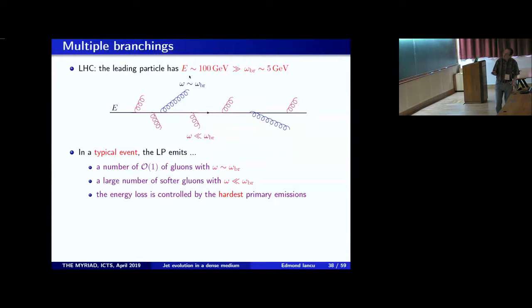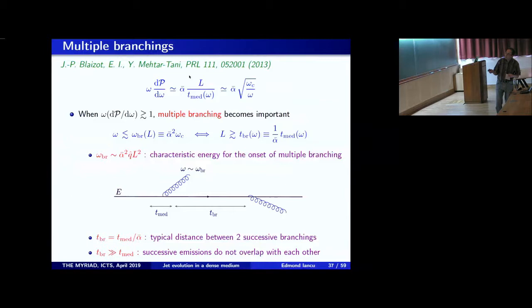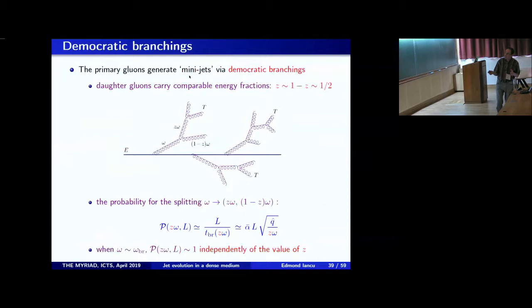It's the same formula as I had here. But I just express alpha bar divided by tau medium as the inverse of tau branching by using this formula. And here was the energy omega of the emitted gluon. And I do the same here. The energy of the emitted gluon is Z omega, right? So I put Z omega here. The parent now is omega. That's the formula coming from this probability.